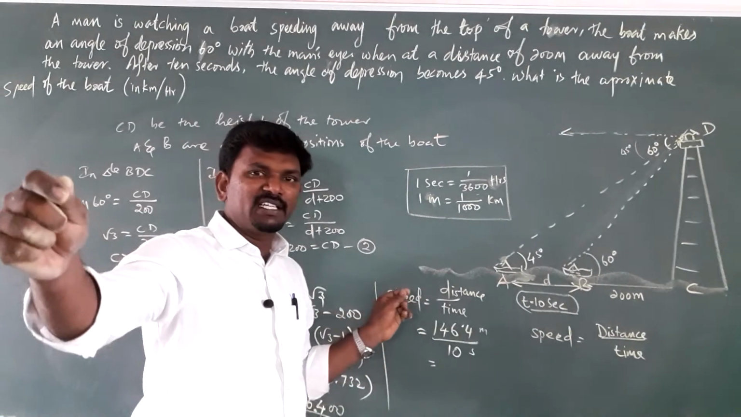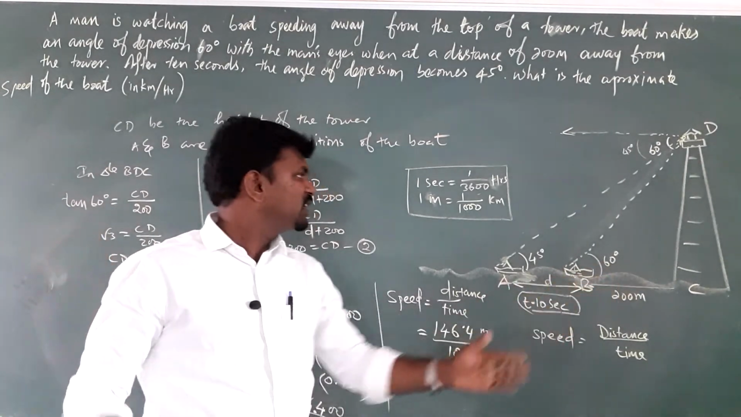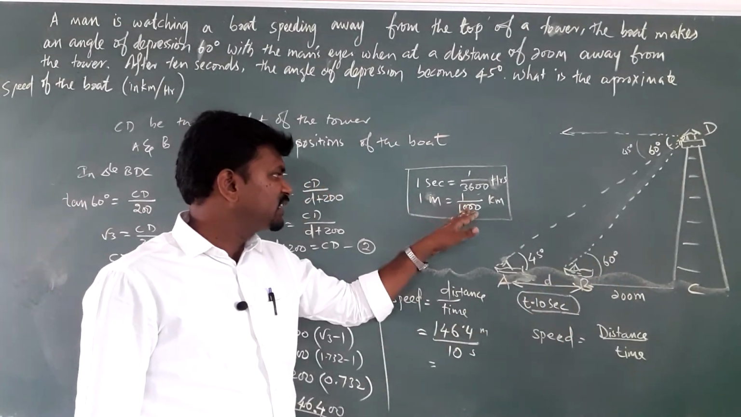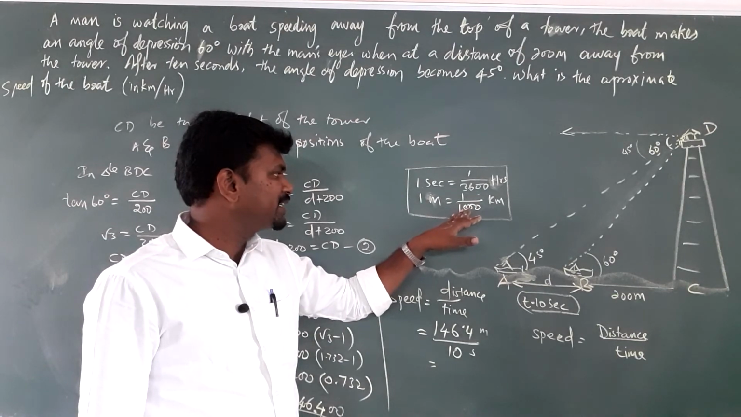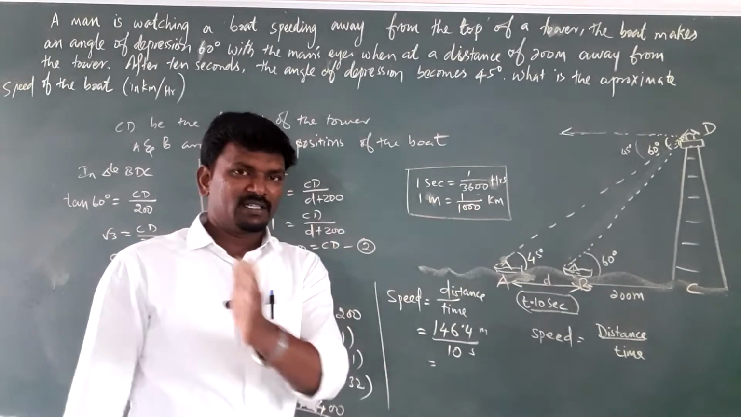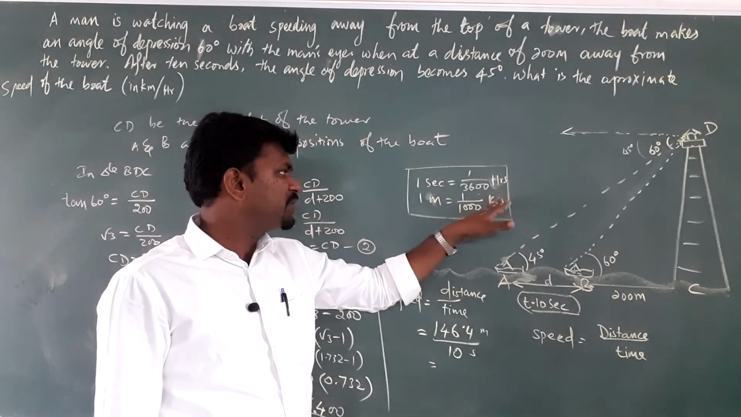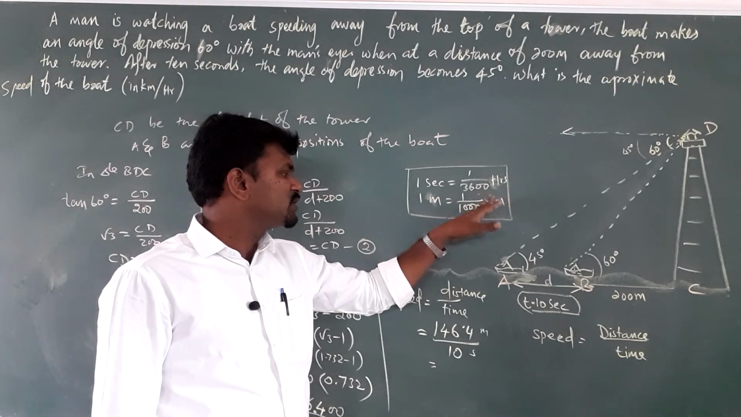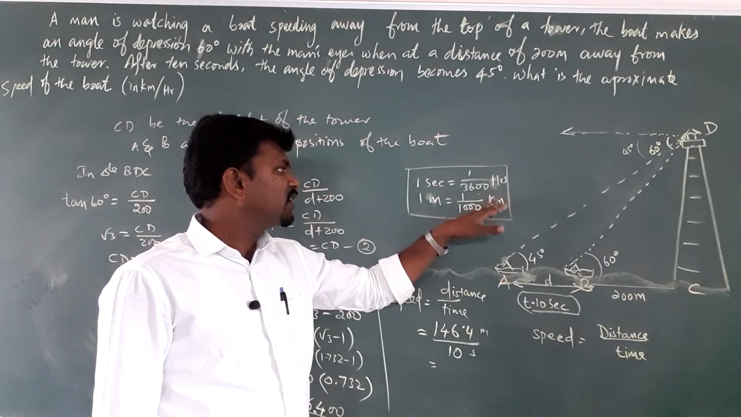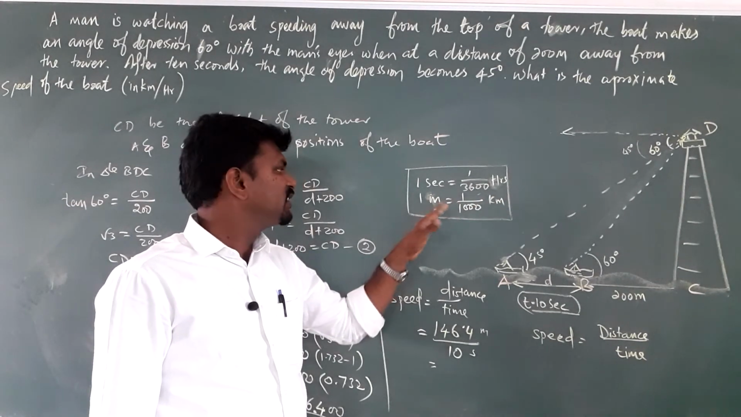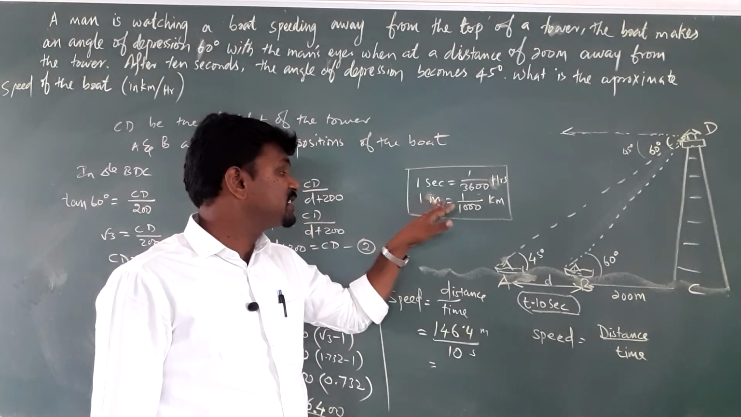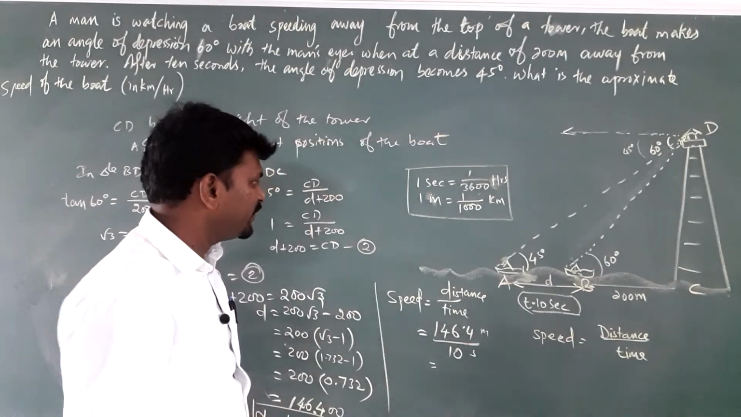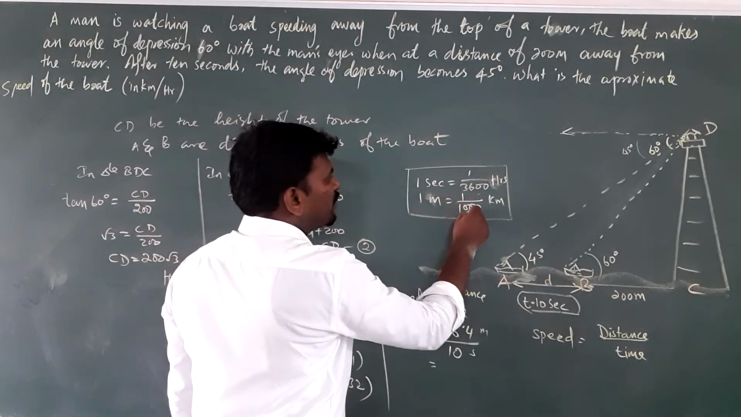If we cut 1000 pieces of 1 kilometer length, each piece will be 1 meter. Okay. So 1 meter is equal to 1 by 1000.